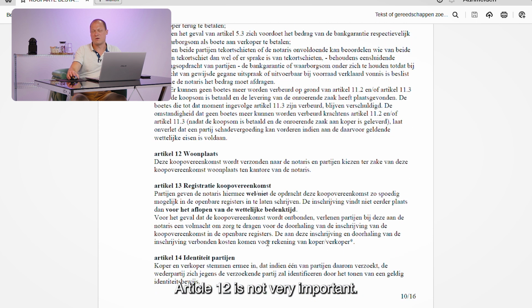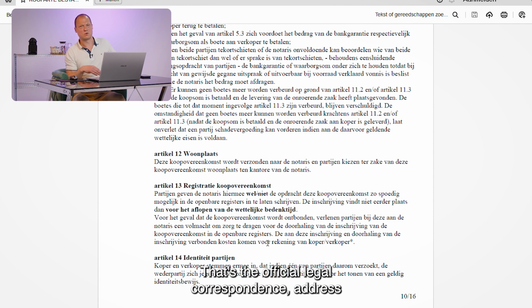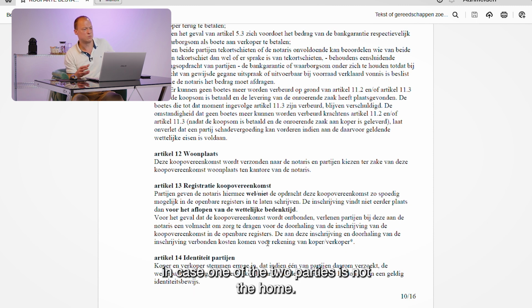Article 12 is not very important. It's more that the address of the notary office is the official legal correspondence address in case one of the two parties is not at home.